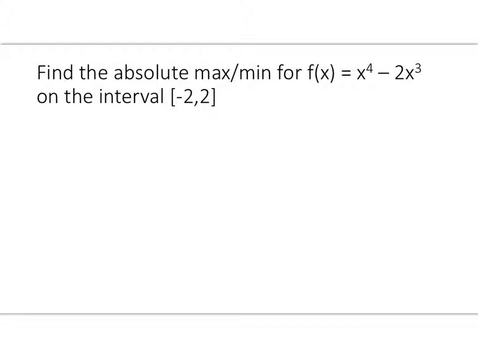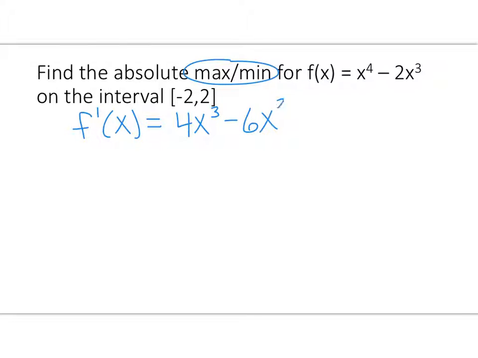Okay, we want to find the absolute max and min for f of x equals x to the 4th minus 2x to the 3rd on the interval from negative 2 to 2. Well, let's just find all the max and min. The work really isn't that much different. So I need to know when the derivative would be equal to 0. So I'm going to first find my derivative. So I'd have 4x to the 3rd minus 6x squared. I want to know when that's equal to 0. So I want when 0 equals 4x to the 3rd minus 6x squared.